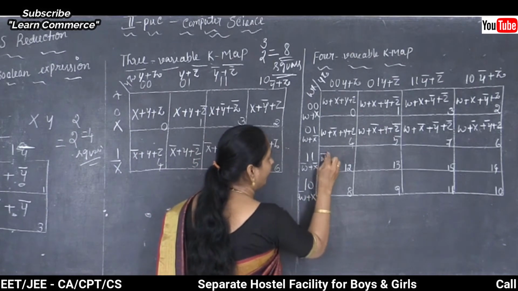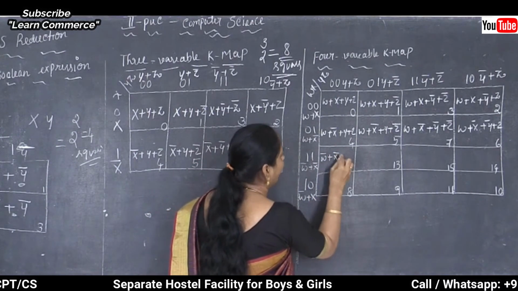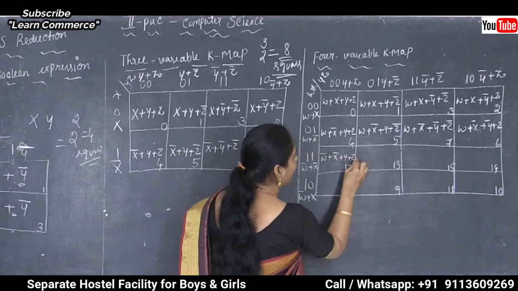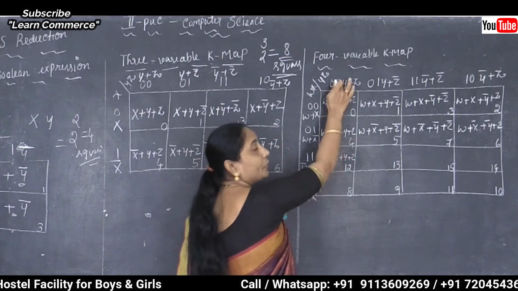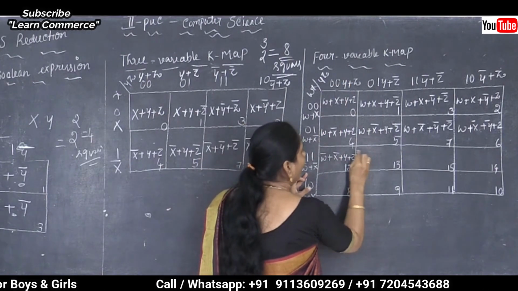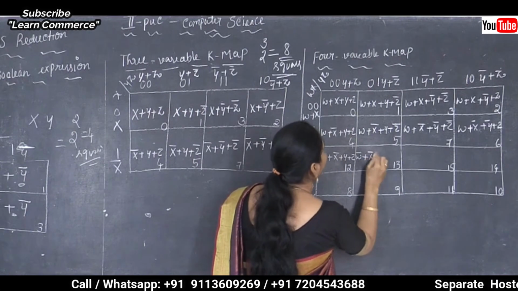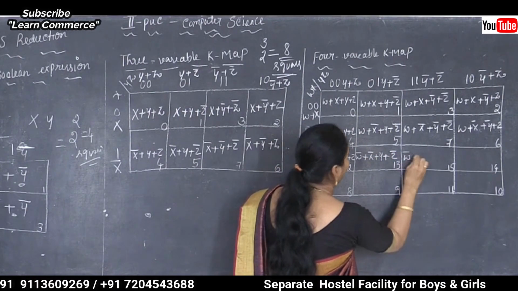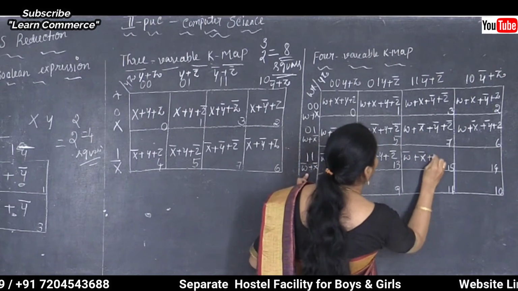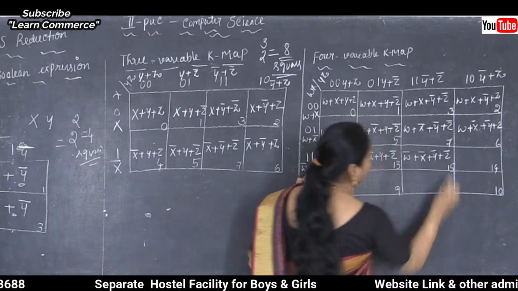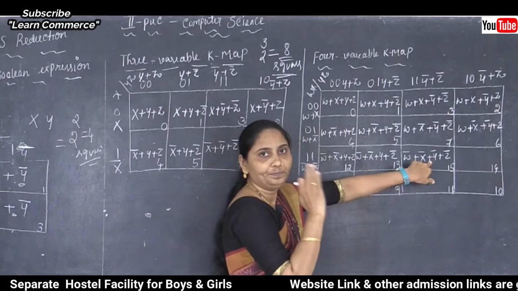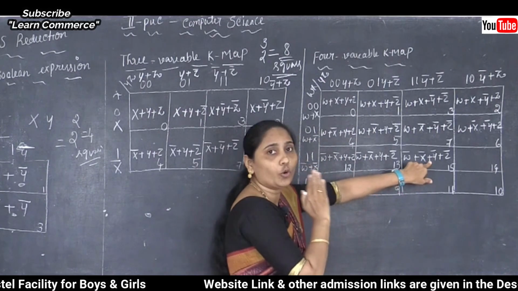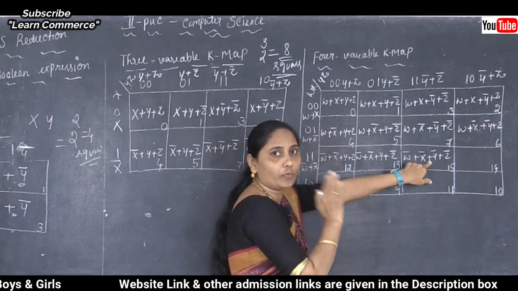So complement W plus complement X plus Y plus Z, left side, top side. Complement W plus complement X plus Y plus complement Z, complement W plus complement X plus complement Y plus complement Z. In 15 we will get 4 ones. So 1, 1, 1, 1.